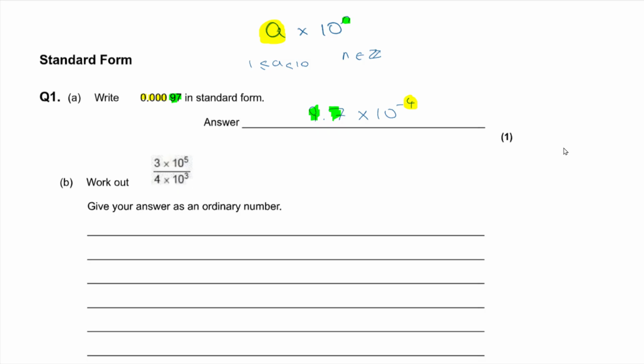Right, part B, write down 3 times 10 to the 5 divided by 4 times 10 to the 3. When you've got a quotient like this, where you've got numbers in standard form on top and the bottom, then divide like with like. We're going to divide the mantissas with the mantissas, and the exponents with the exponents. So 3 divided by 4, that's 3/4, or 0.75 as a decimal. And 10 to the 5 divided by 10 to the 3, numbers with the same base, you subtract the indices, don't you? So 5 take away 3 is 2. So I get 0.75 times 10 to the 2.